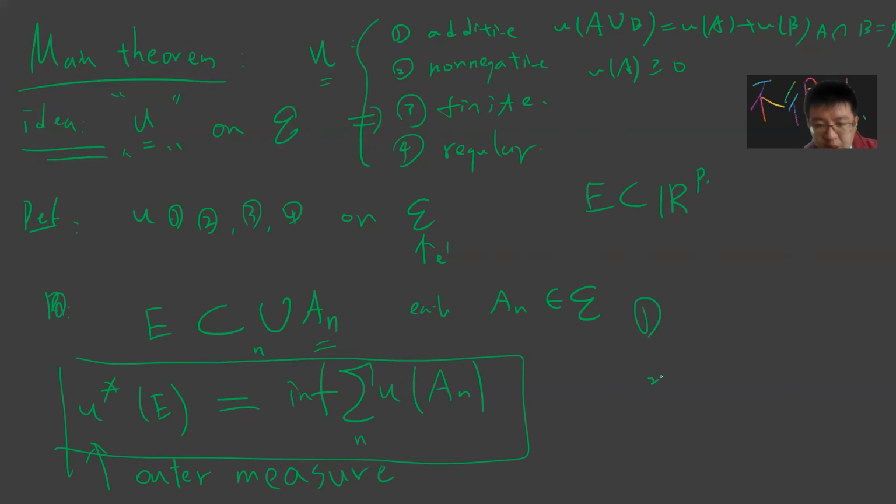The trivial property is that if E1 is a subset of E2, then the outer measure of E1 is less than or equal to mu star of E2. The second is that since mu is non-negative, the outer measure should be non-negative. These are all just properties of the infimum. Okay, so this is the outer measure.